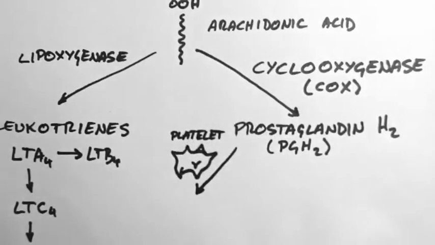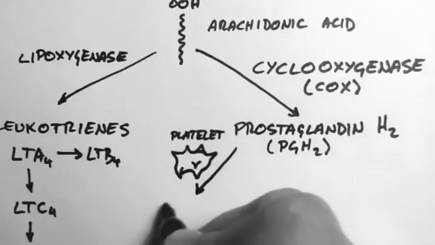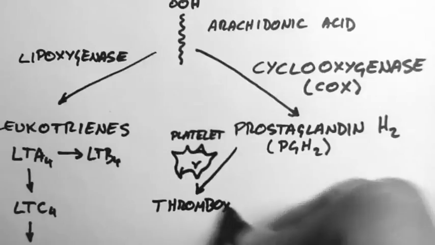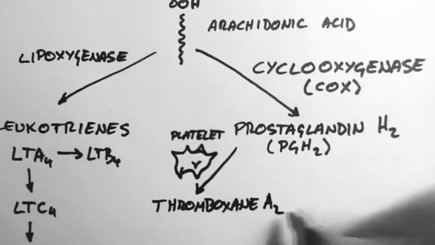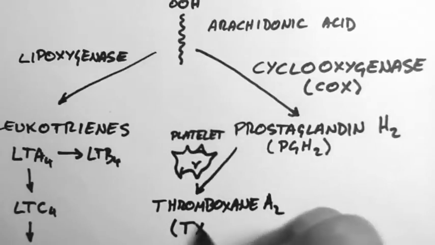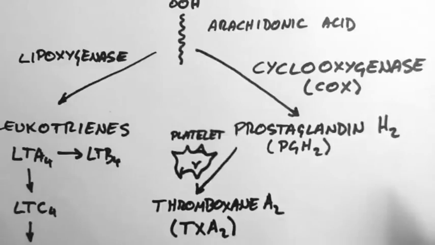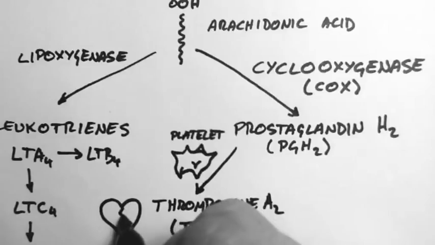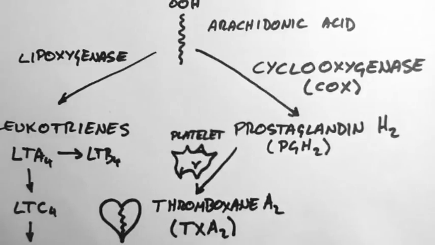In platelets, it can be converted into thromboxane A2, also known as TXA2. And this is very bad for the heart and cardiovascular system.